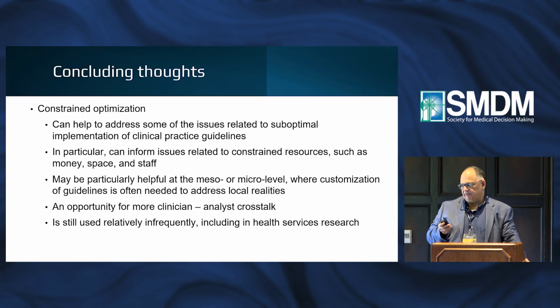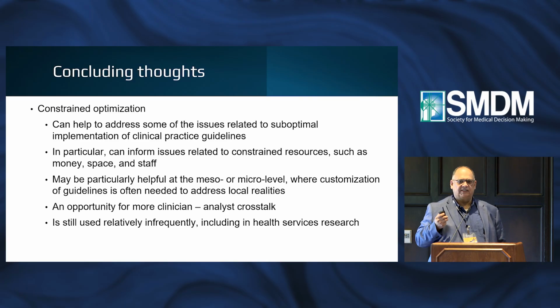So, some concluding thoughts. Constrained optimization can help to address some of the issues related to suboptimal implementation of guidelines. In particular, it can inform issues related to constrained resources, such as money, space, and staff. It may be particularly helpful at the meso or micro level. It's an opportunity, I think, for more clinician-analyst crosstalk. And lastly, I think it's still underused. It's still used relatively infrequently, including in health services research, even including in our society. I think it's really an opportunity for both clinicians and analysts to increase their cooperation and conversation.